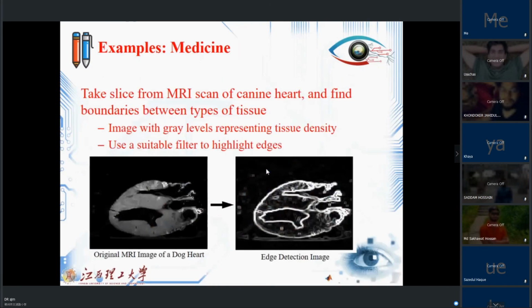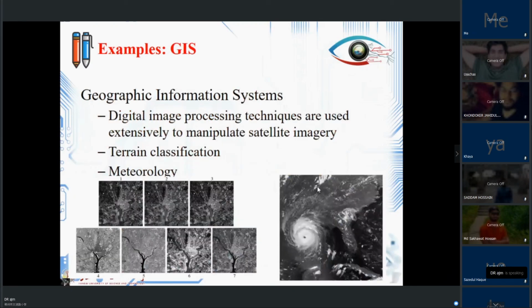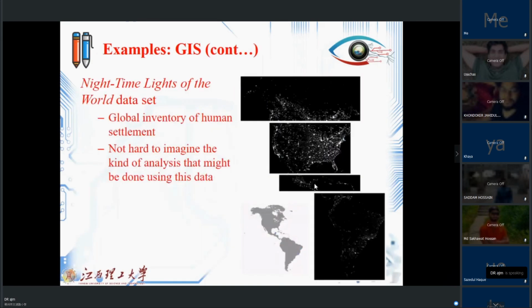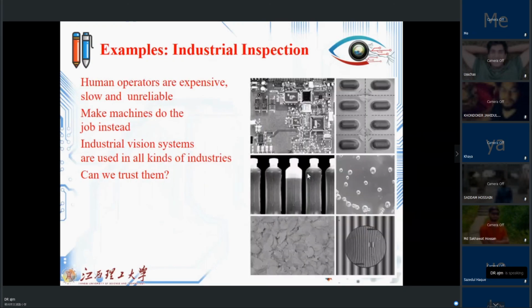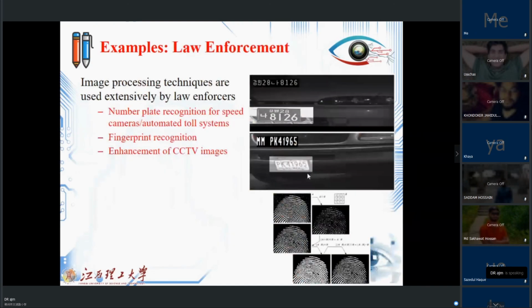In medicine, also, you can see edge detection in MRI will help the patient to see and represent any tissue density inside of the brain and any other part. In GIS, as we talked, we can analyze forests and land, and there are so many applications, like industrial ones, which we already talked about.